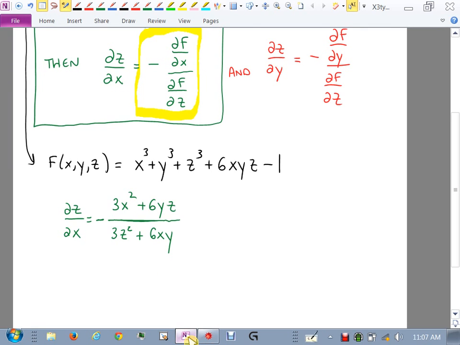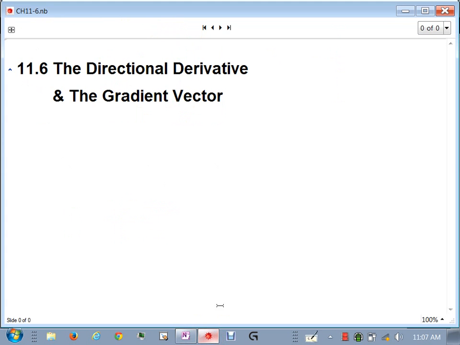Okay, we're going to start a new section today, 11.6. I'm trying to get as far as I can. I know we're a little bit ahead on the schedule. I'm trying to get as far as I can because 11.8 is going to take a while, and the more time we have for it, the better. So we will keep pushing on. All right, 11.6, the directional derivative and the gradient vector.